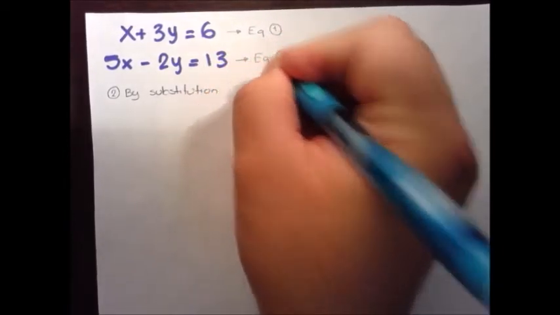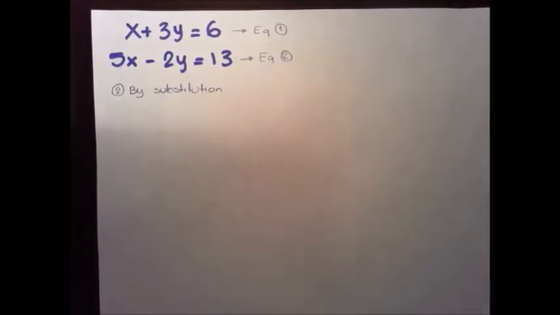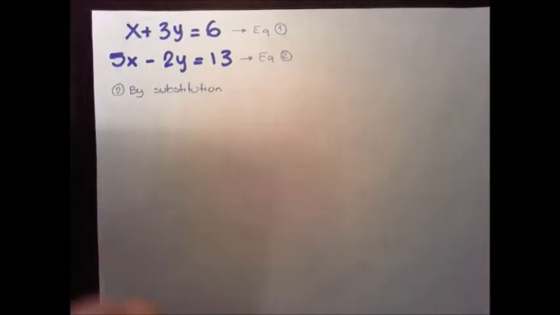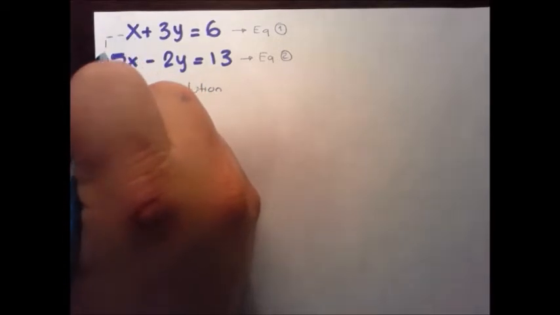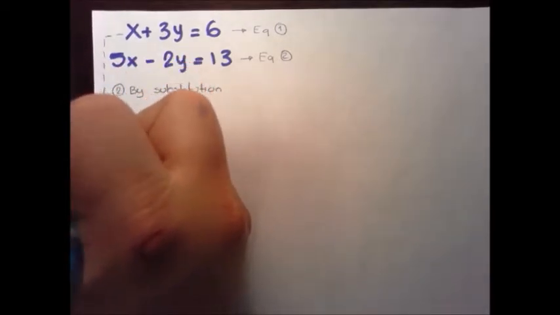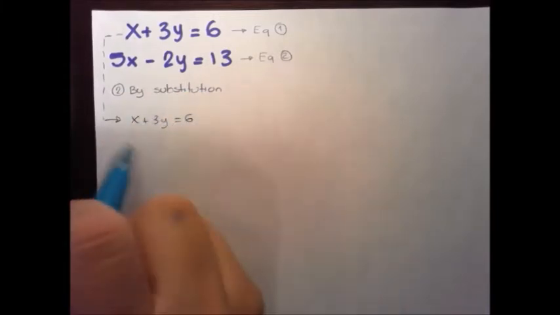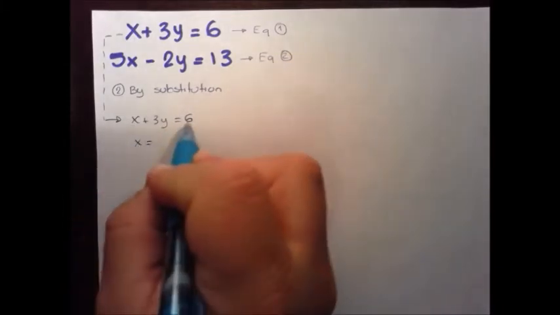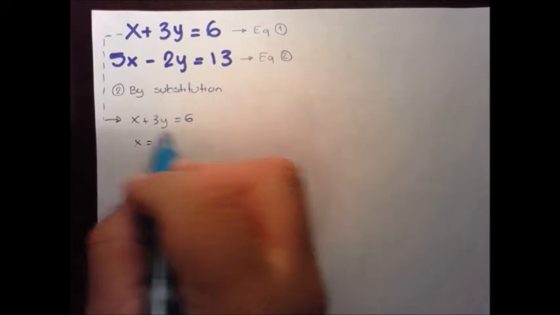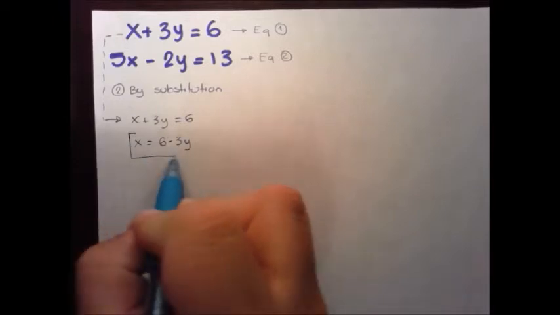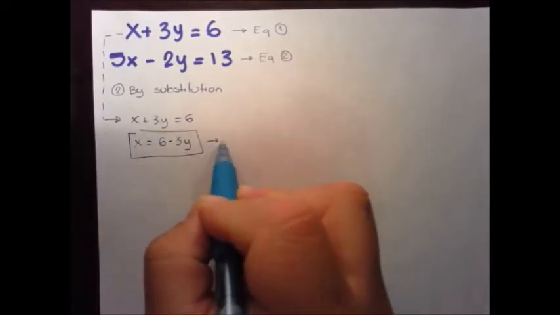You need to choose one equation, whatever equation you want, and then you need to clear one variable. As you can see, the easier one is this one, because this variable is easy to clear. So I'm going to take this one and rewrite x plus 3y equal to 6, and then clear this variable. x is equal to 6, and this 3y is positive, so I'm going to pass it negative. Then I get another equation, which is going to be called equation number 3.